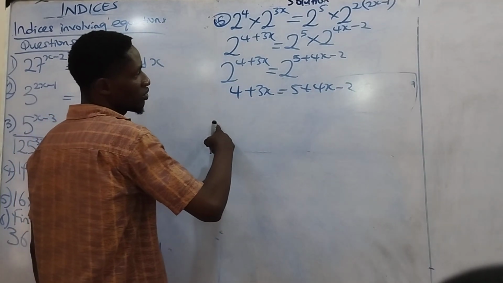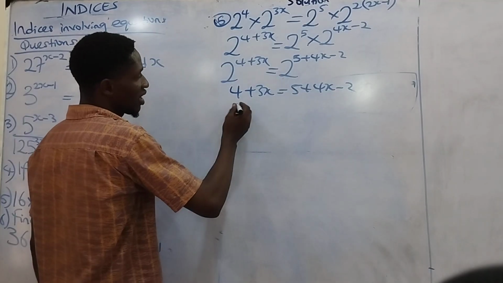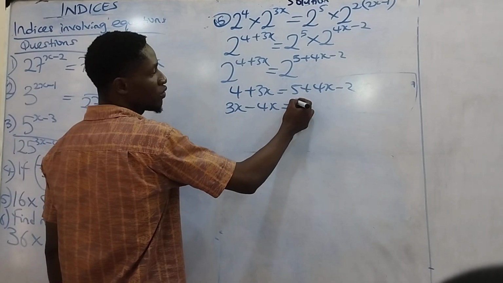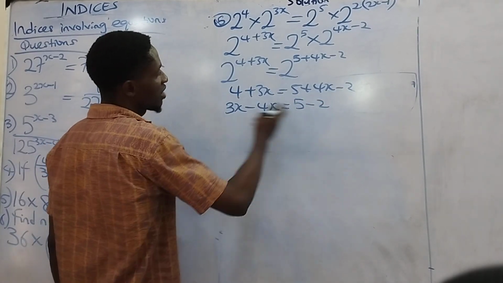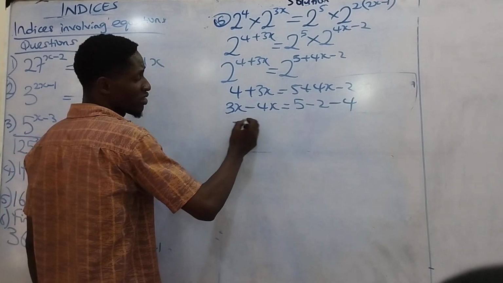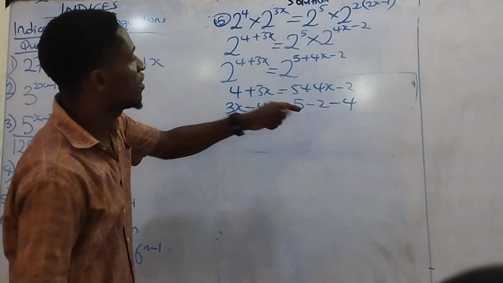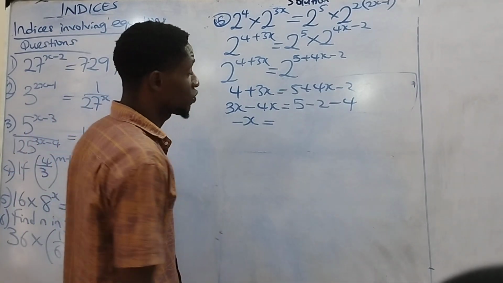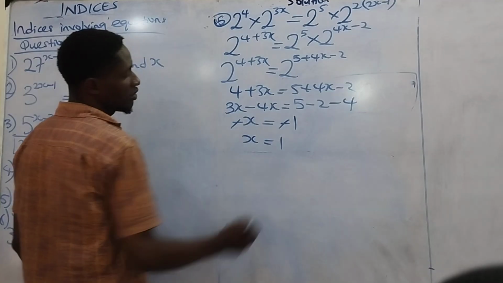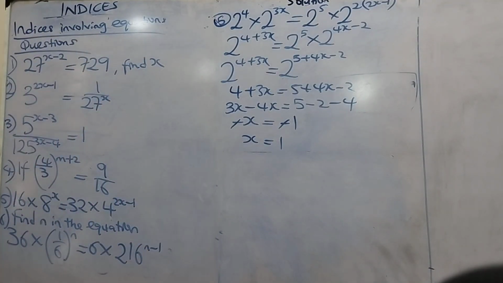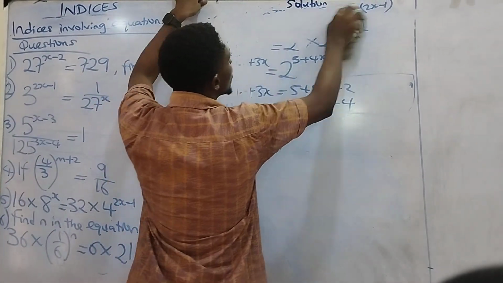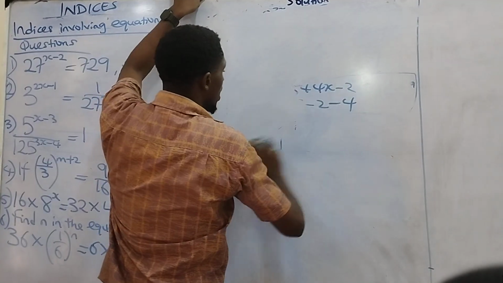Okay, let's collect like terms. Let me bring the x to this left hand side. I have 3x. When 4x comes here, minus 4x, equal to 5 is already here, minus 2 is already at the right hand side. When plus 4 comes here it is minus 4. 3x minus 4x is minus x is equal to 5 minus 2 is 3. 3 minus 4 is minus 1. So we'll cancel this minus. So our x is 1. As easy as that. So we'll go to the last question in this indices equation here. We'll go to the last question now.